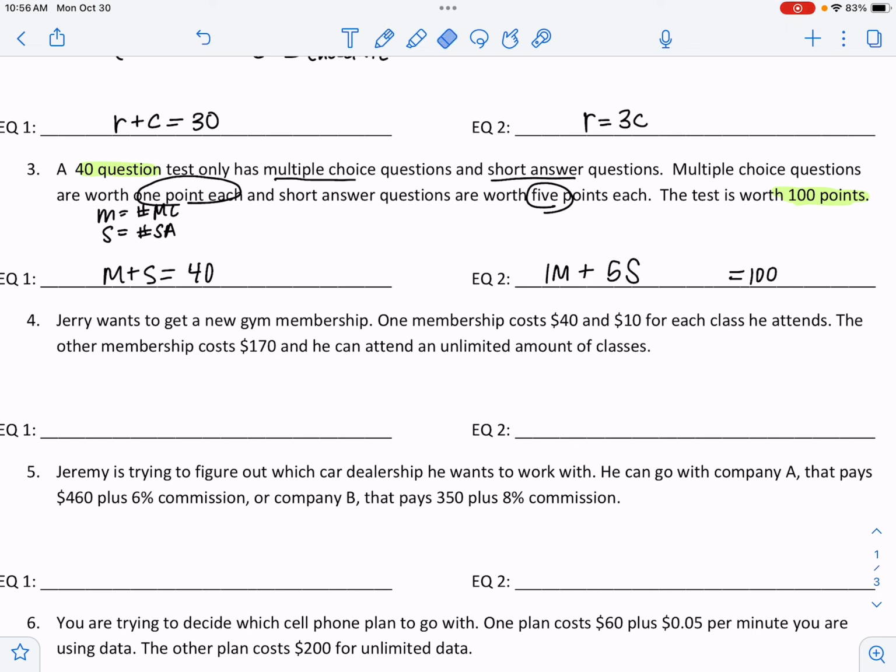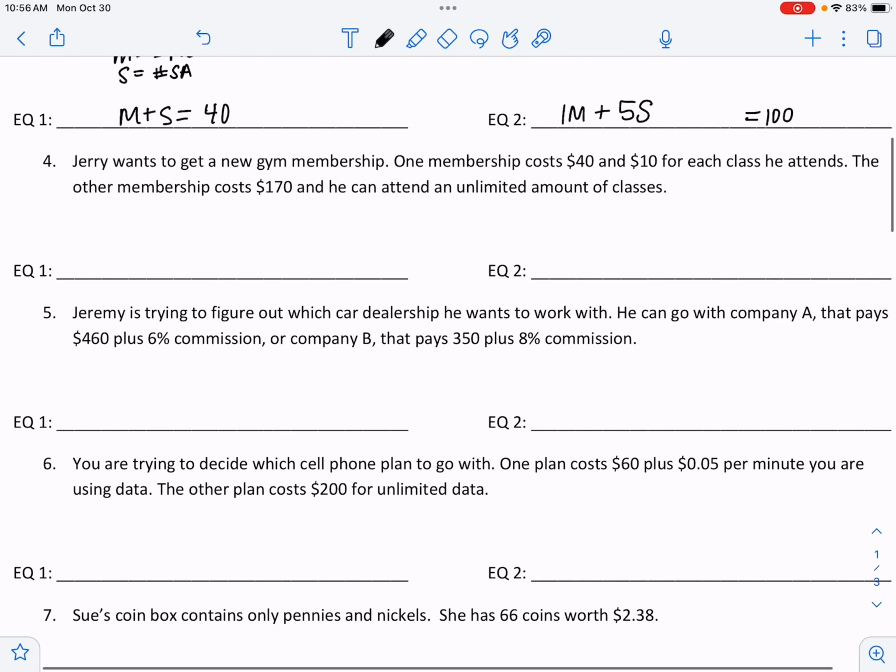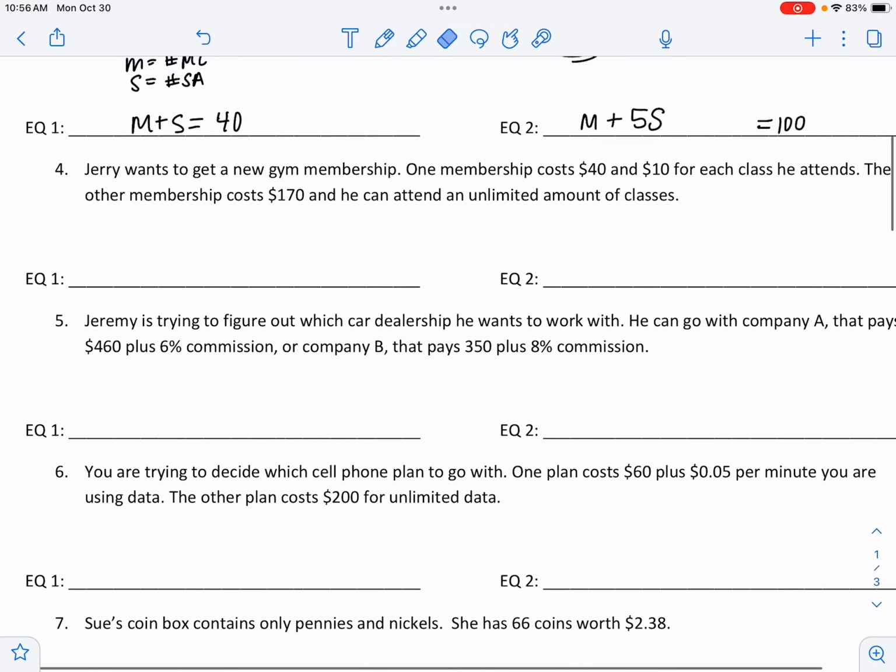If you're using S as a variable, make sure your 5 and your S look very different. So your 5 needs to be kind of square and your S needs to be super curvy. All right, and then also if it's 1 in front, they may not write the 1 and just put M plus 5S equals 100.